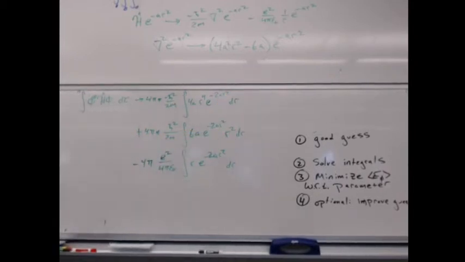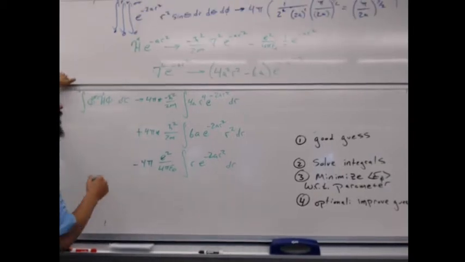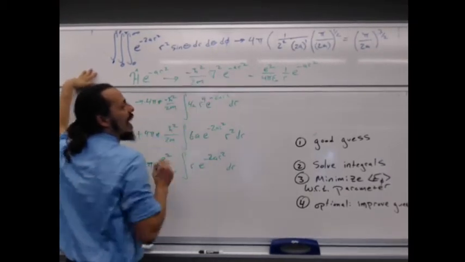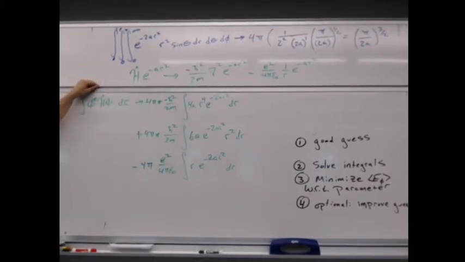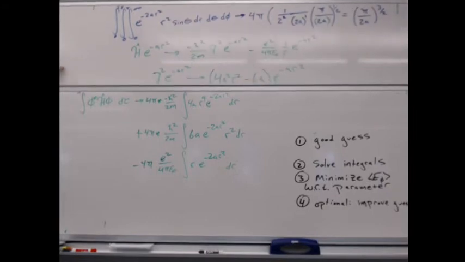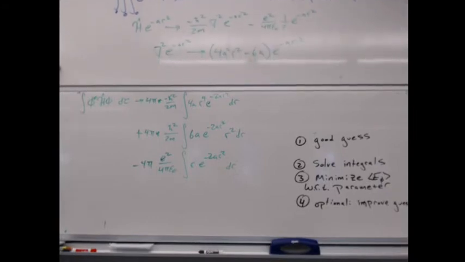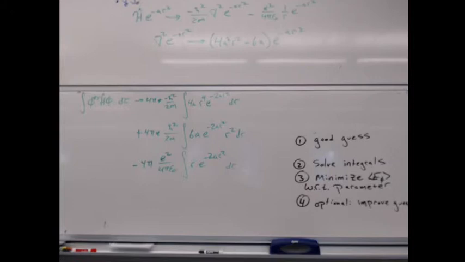Did the 4 pi come from the volume element? Yeah, so the 4 pi came from the volume element doing the sine theta d theta d phi. That's where the 4 pi came from. And since our guess function didn't depend at all on theta or phi, it seemed okay.